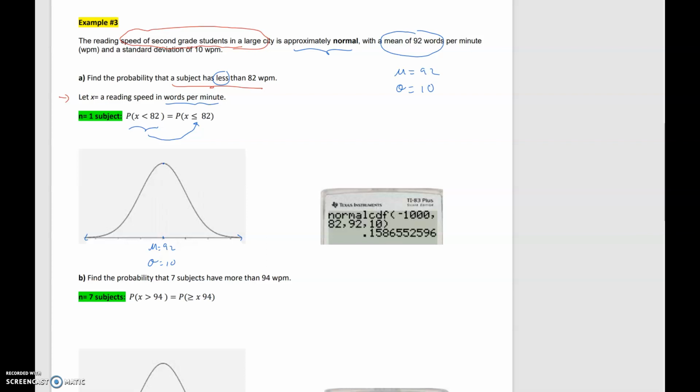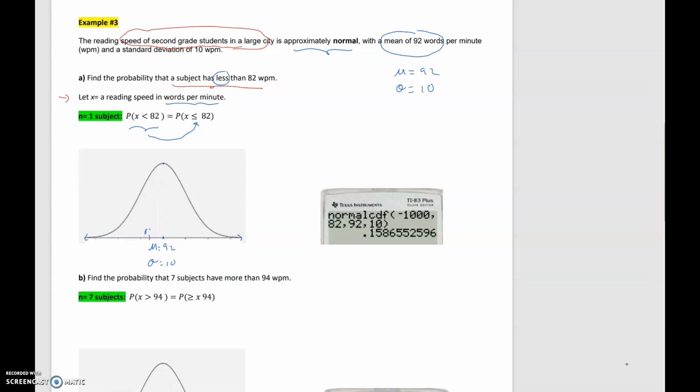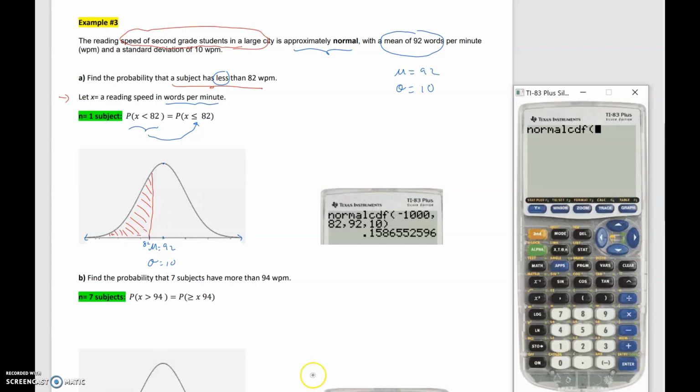Let me just show you how to run the code that evaluates the probability. In this case, you're going to be doing a normal CDF. And because it's asking for less than or equal to 82, so not to scale, this is going to be 82. What we're evaluating is a less than statement, so the probability that we're plugging in is all the way to negative infinity within the normal distribution.